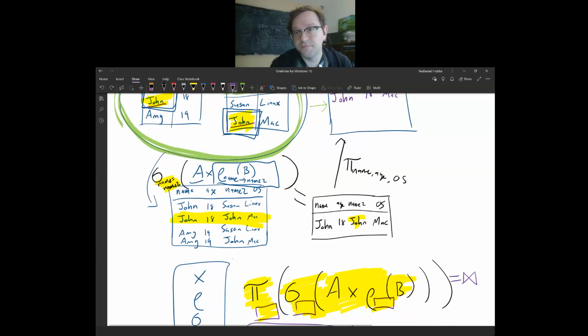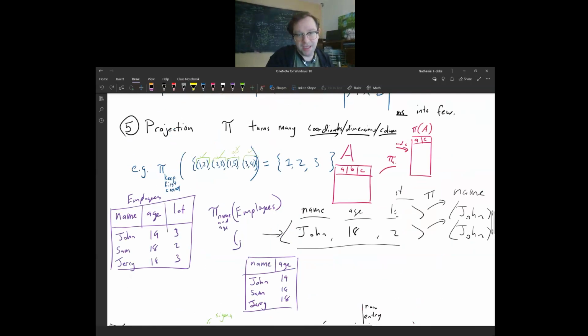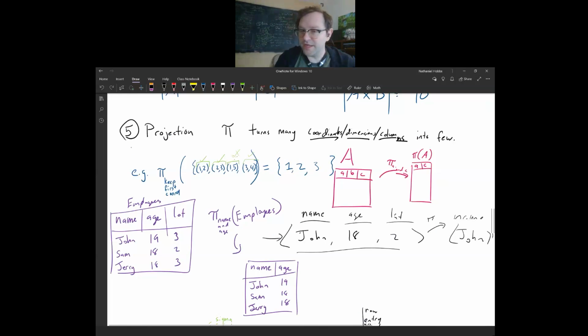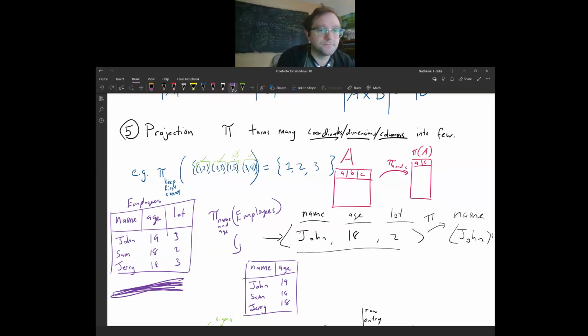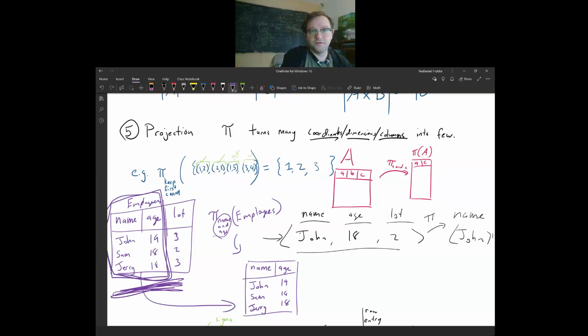Let me go back here. Could I briefly explain project again? Project just gets rid of a column. It deletes the entire column from a relation. So here in red, if I have a relation A, I can project away the column B. Maybe I don't care about the column B. Here on the left in the purple, maybe I have a relation that has name, age, and parking lot. But I don't care about the parking lot for these results. So I can project and say, of this, I only want to keep the name and the age columns. And that's the result of the project.